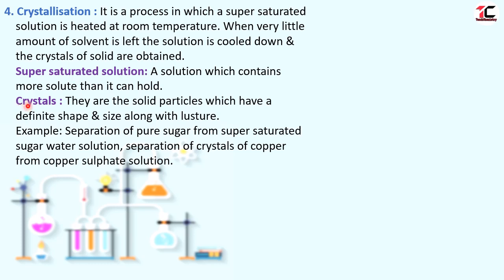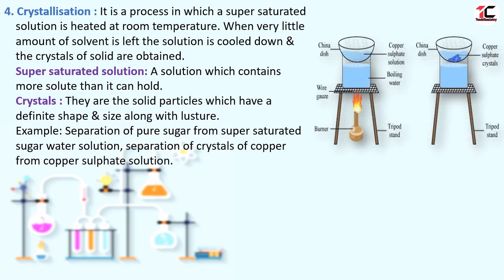And the crystals, what are crystals? They are the solid particles which have a definite shape and size and also the luster. For example, the crystals of sugar, the crystals of salt. Let us see the example. Which type of mixtures can be separated? Separation of pure sugar from supersaturated solution of water and sugar. Separation of crystals of copper sulfate from copper sulfate solution.